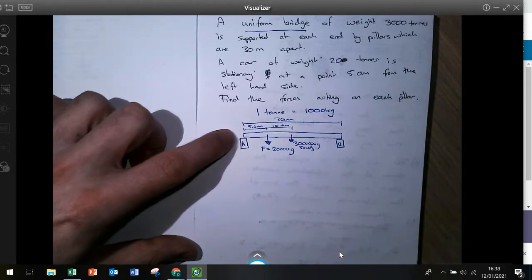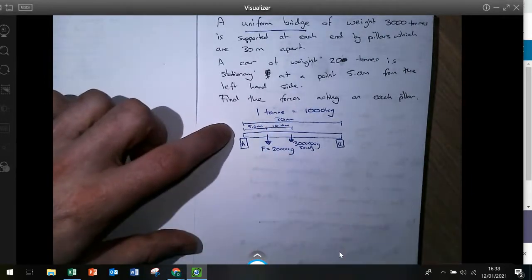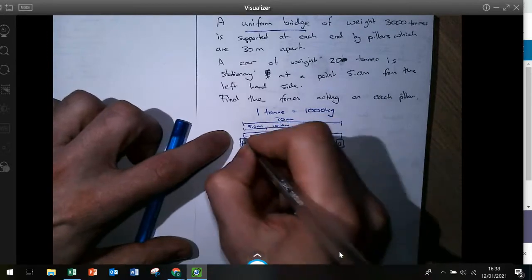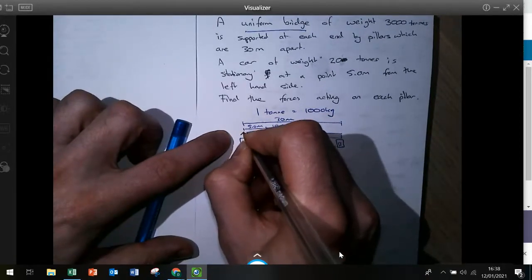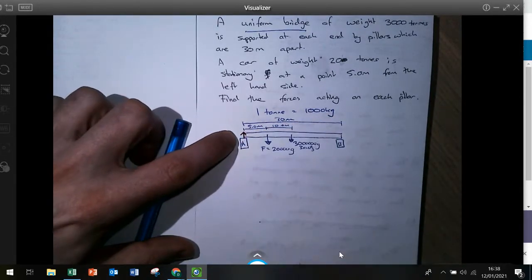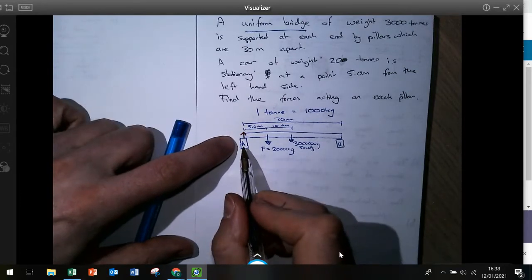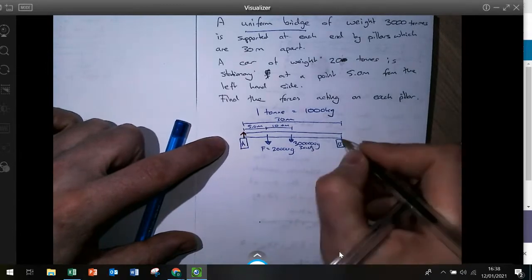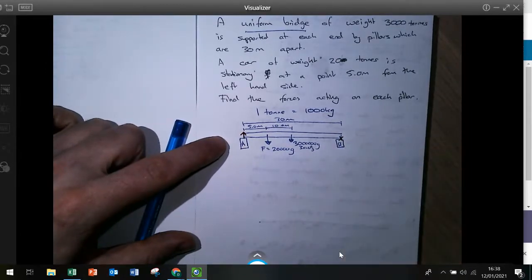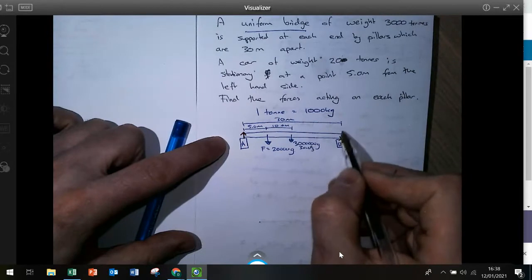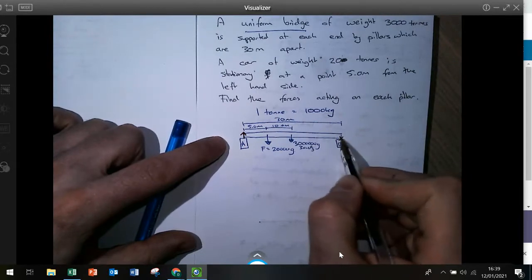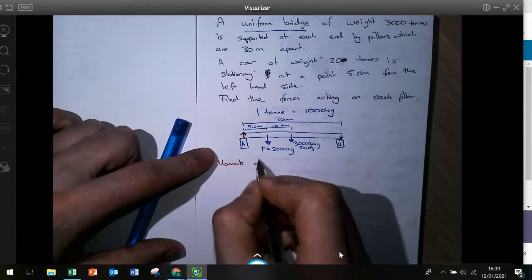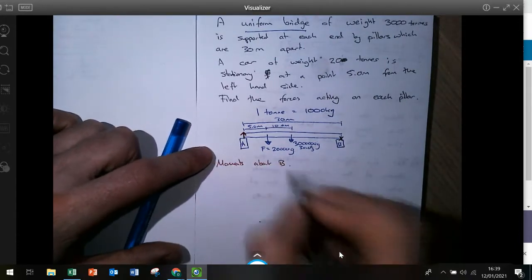So let's pick a pillar. Let's say what is the force on A. So what we mean by this is what is the upwards force that A is providing. So to do this, we need to pick a pivot point. We could pick any point we want, but the far easiest point to pick is here, because then we can ignore the force from B. There won't be any moment from B if we pick B as the pivot. So moments about B to start with.